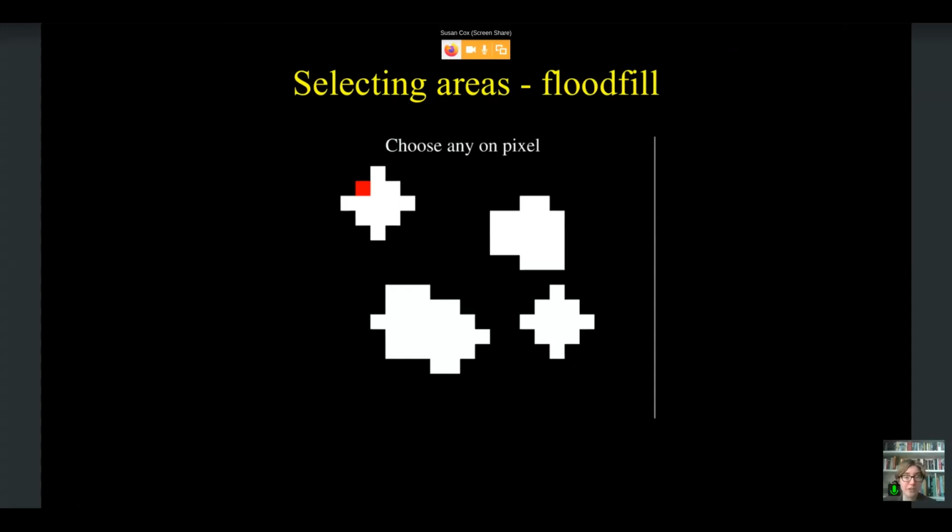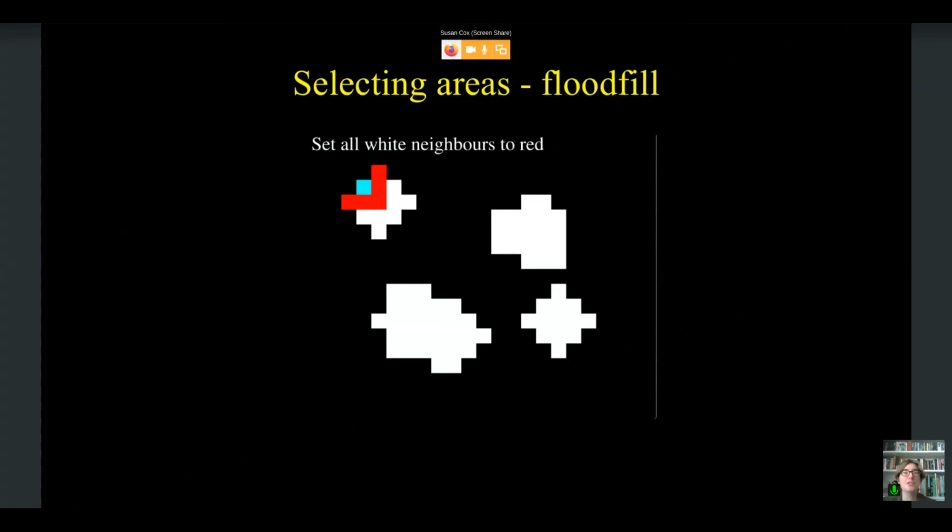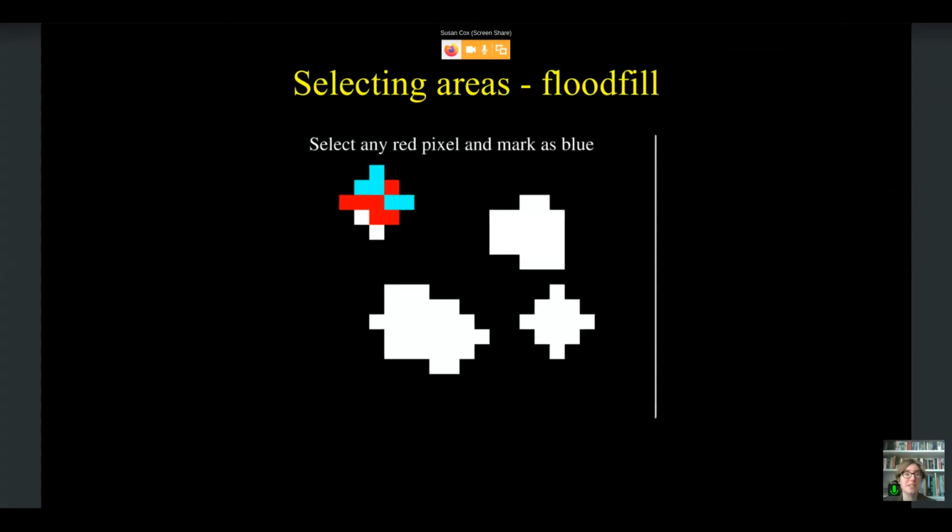So how flood fill works is you choose any pixel. I'm marking it in red. You select any red pixel and mark it as blue. Obviously, these are not real colors, they're just designations. You select all the white neighbors of that pixel and mark them red. Select any red pixel and mark it as blue. Set all white neighbors to red. Select any red pixel and mark it as blue. And we go around and we just do that simple algorithm over and over, selecting red, marking as blue, over and over. And eventually we have no red pixels, and so there's nothing to change.